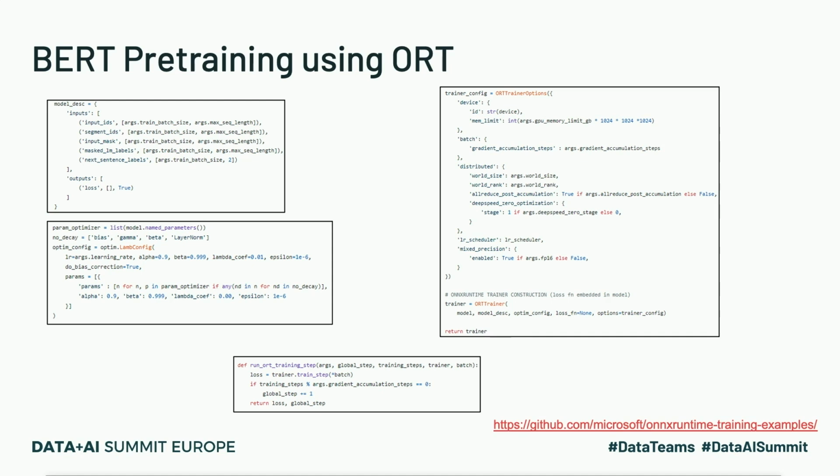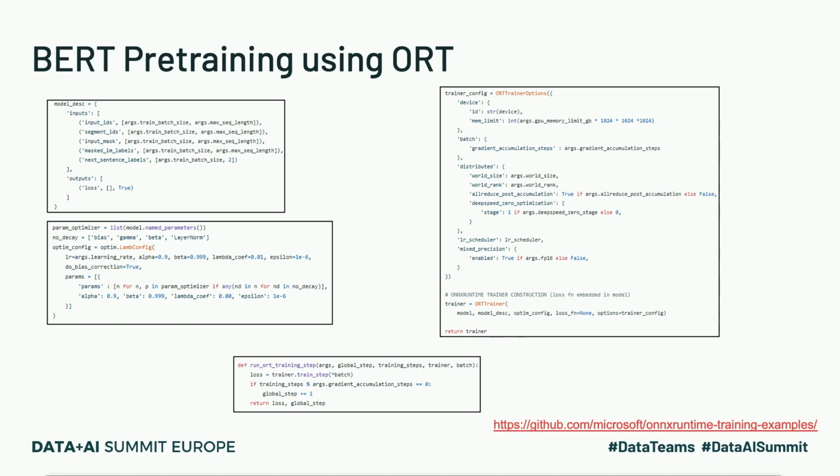The code changes needed for ORT acceleration are shown here in this slide. The first change is shown in the top left section of the slide, and it is called model description, which defines input and output shapes of the model. In the next version of the API, it will be optional, but using it will help with more efficient memory management.